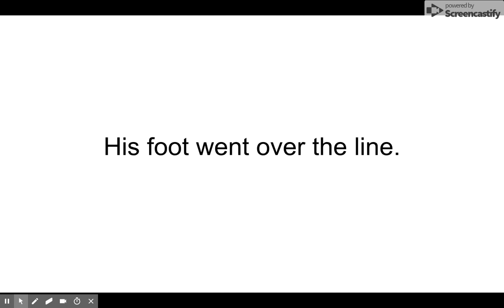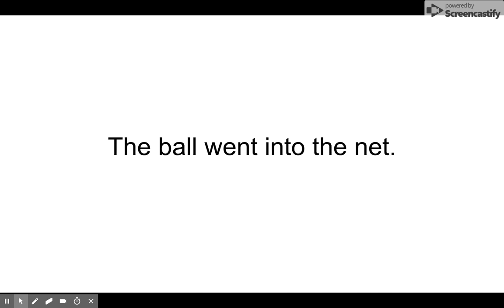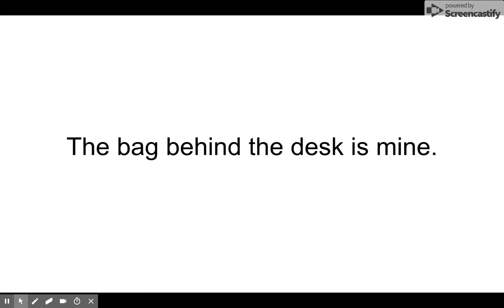His foot went over the line. Over the line is a prepositional phrase, and it's telling you more about where his foot went. The ball went into the net. Into the net is a prepositional phrase, and it's telling you more about where the ball went.